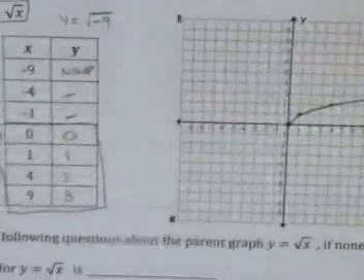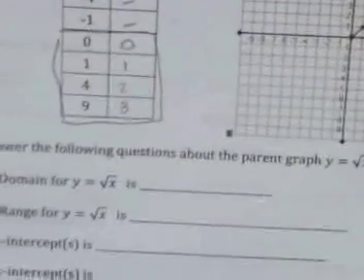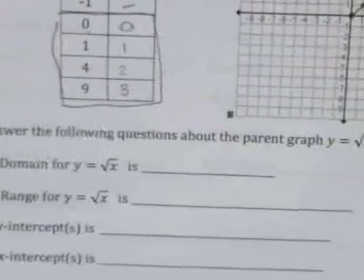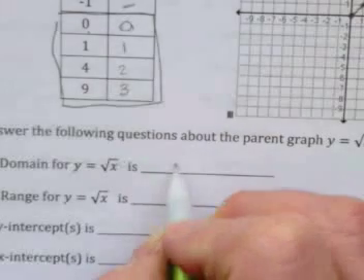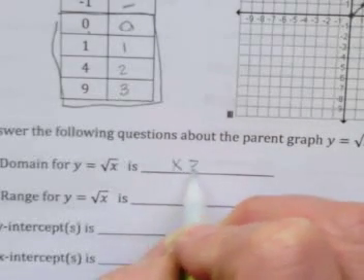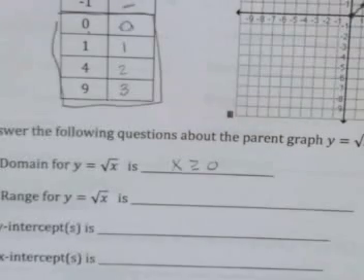So let's answer some questions about the square root function and its graph. First, it asks us for the domain for y is equal to the square root of x. And what we can see by the example above is that the domain is where x is greater than or equal to 0. Notice we couldn't substitute any negative numbers for x.